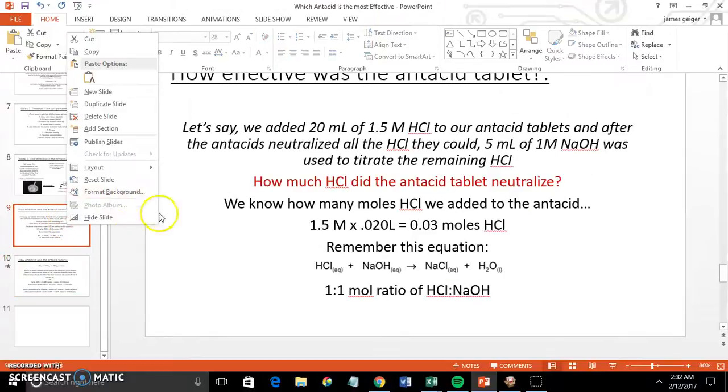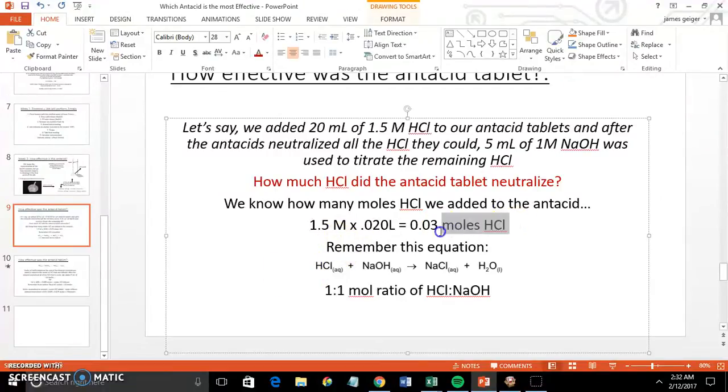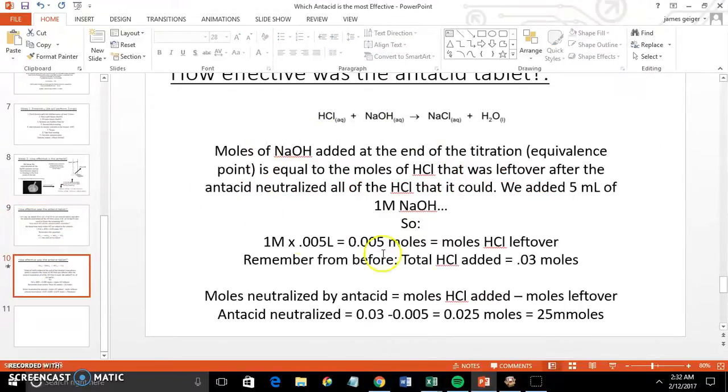Right? So now again, if I didn't make it clear before, this right here is our total moles of HCl that we added to the antacids. This is before we even titrate. To get how much was used by the antacids, we have to take this total number we added versus whatever was left over. And the way we get whatever was left over is the moles of NaOH that we added, because at that equivalence point, they're the exact same because of the 1-to-1 mole ratio. If this was a 2-to-1 mole ratio, it would just be half, right?